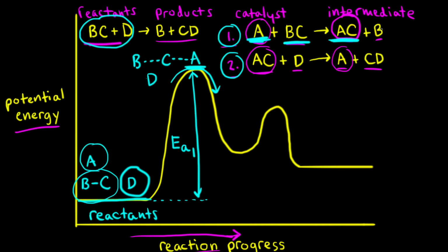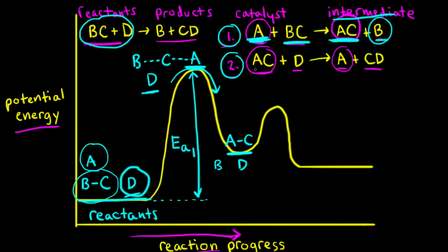If we assume that the collision has enough kinetic energy to overcome the activation energy, we'll form our intermediate AC, and we'd also form B. So let's show the bond between A and C has now been formed. This valley between our two hills represents the energy level of the intermediate. We would also have B present, so I'll write in B here. And then we still have some D present. D still hasn't reacted yet, so I'll draw in D as well.